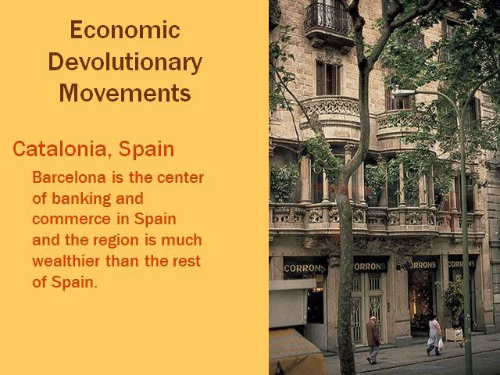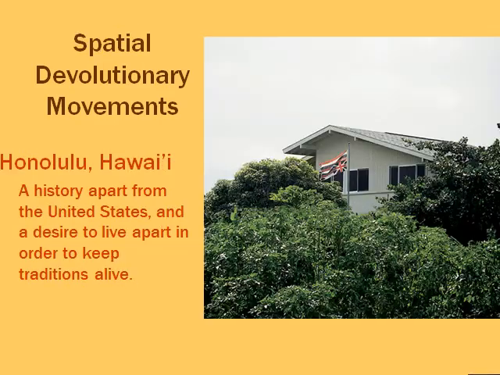And so Spain has given them more power and more say-so, more votes in making decisions because they have that economic power. And then the last type of devolution is spatial devolution, and this is where you have a distance between that region. So Hawaii is a great example. There's a major ocean that divides Hawaii from the rest of the continental United States.